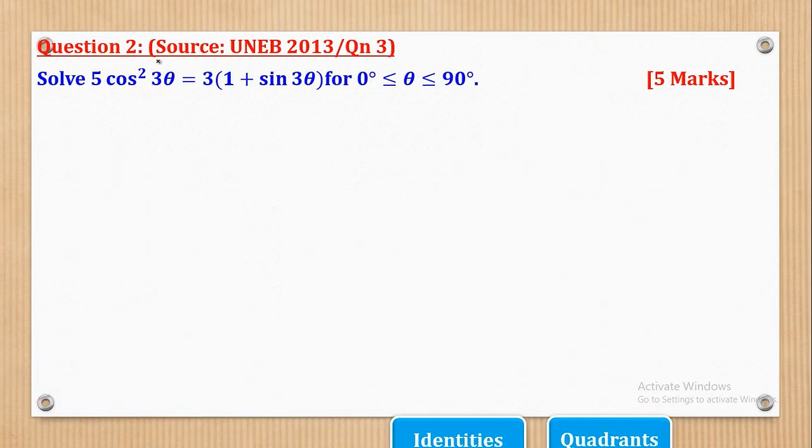Now we shall go to question 2. Question 2 came from UNEB 2013, paper 1, question 3, and it says solve 5 cos squared 3 theta equal to 3 in brackets 1 plus 3 theta for values of theta ranging from 0 to 90 degrees.